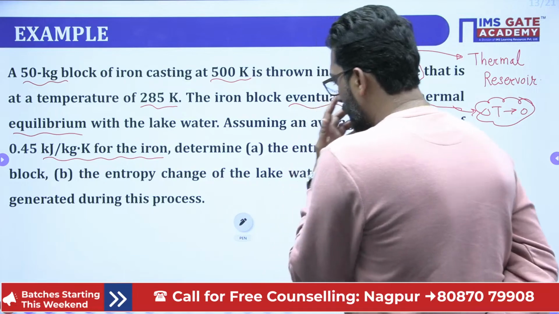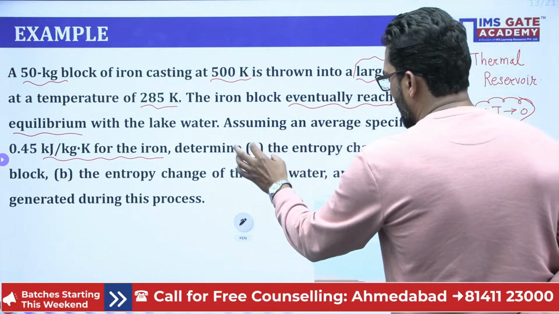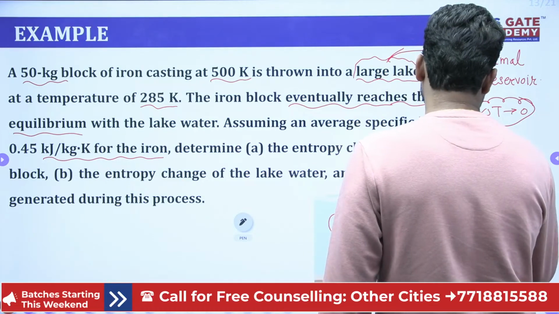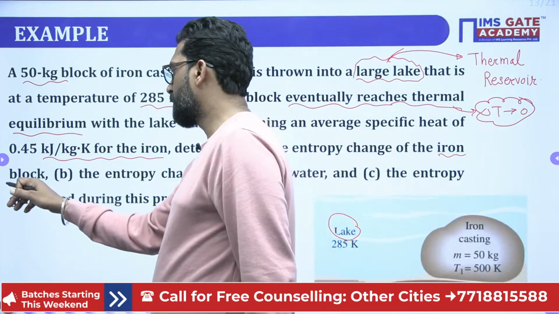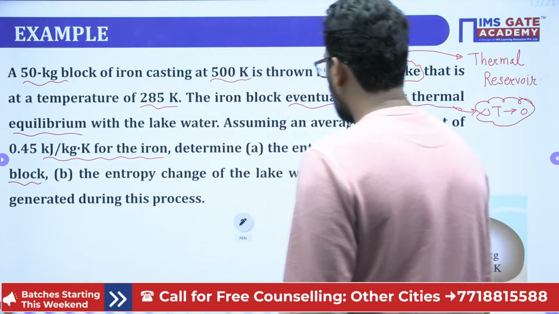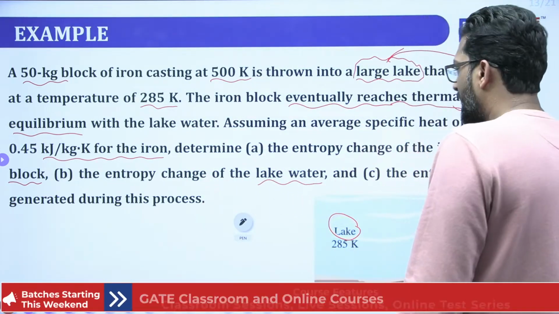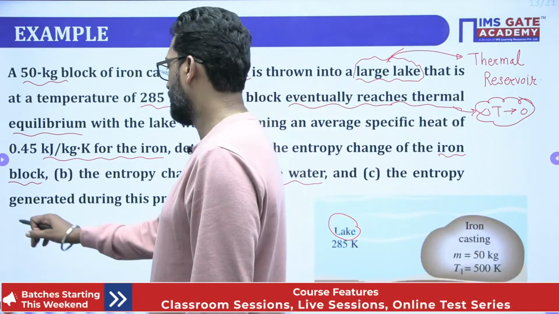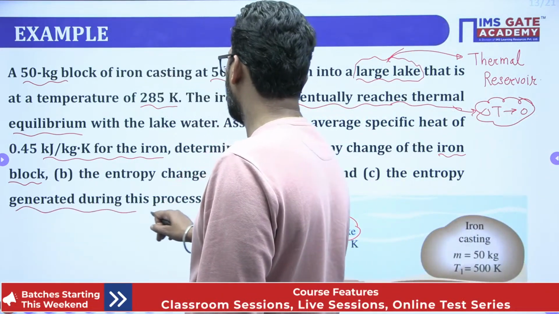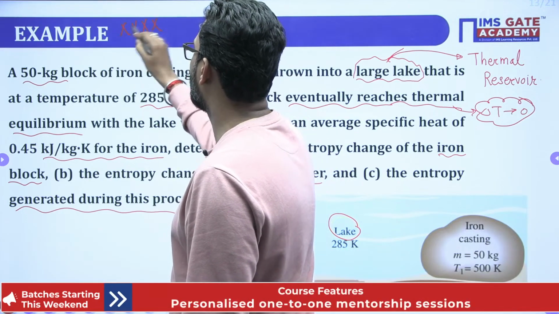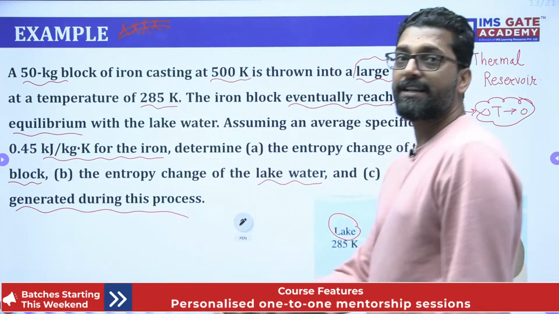Now what do you have to determine? Number a, the entropy change of the iron block. First we have to find the entropy change of the iron. Second, the entropy change of the lake water, that means the reservoir. And third, the entropy generated during the process. This is one of the best examples, a very classical example.